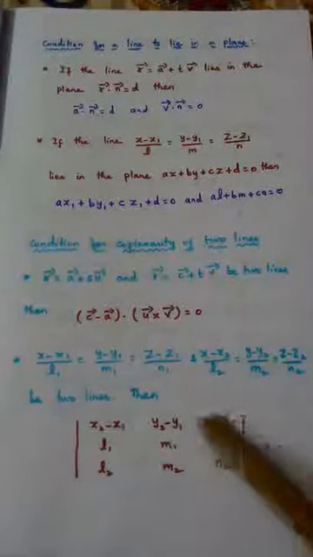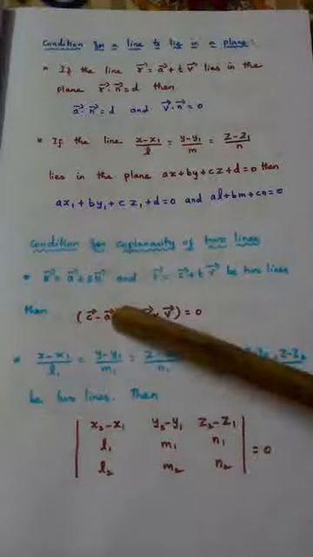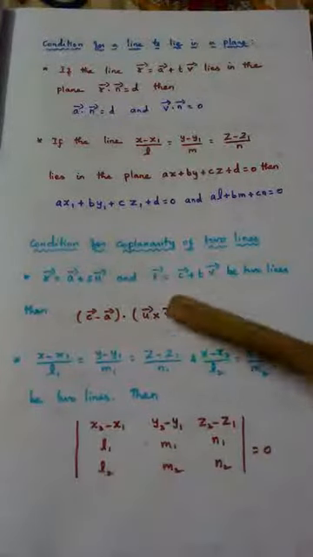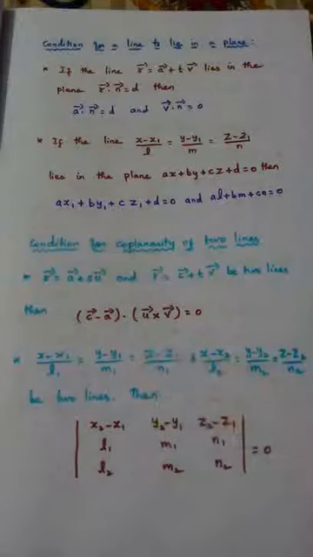If this determinant value becomes 0, I can say these two lines are coplanar. So what are these two formulas for? These two are nothing but conditions for two lines to be coplanar. We'll go for the next one.